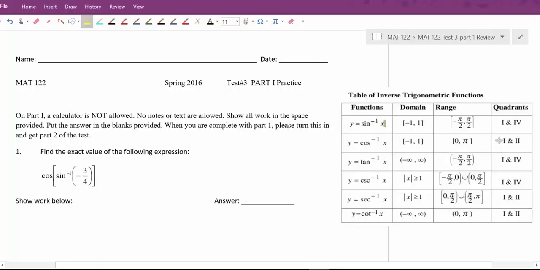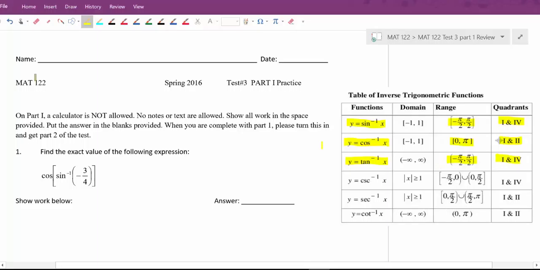So if you have an inverse sine, the range is negative pi over 2 to pi over 2, including the endpoints, and that narrows you down to quadrants 1 and 4. You can only take an inverse sine of numbers between negative 1 and 1. Then the inverse cosine has a range from 0 to pi, which puts you in quadrants 1 and 2. And then the inverse tangent has a range from negative pi over 2 to pi over 2, like the sine, except the endpoints are not included. So it's 1 and 4.